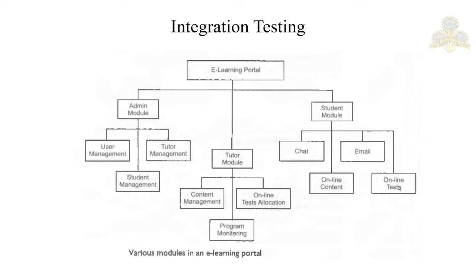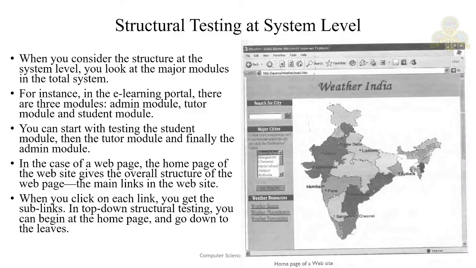So the strategy is the same thing we discussed: how to test this particular submodule without having the other module created, right? So next we will see structural testing at system level. Structural testing at system level means the application as a whole. When you consider the structure at system level, you look at the major modules in the total system. For example, in the e-learning portal, the main modules were admin, tutor and student, right? So you can start testing the student module, then the tutor and then the admin module.